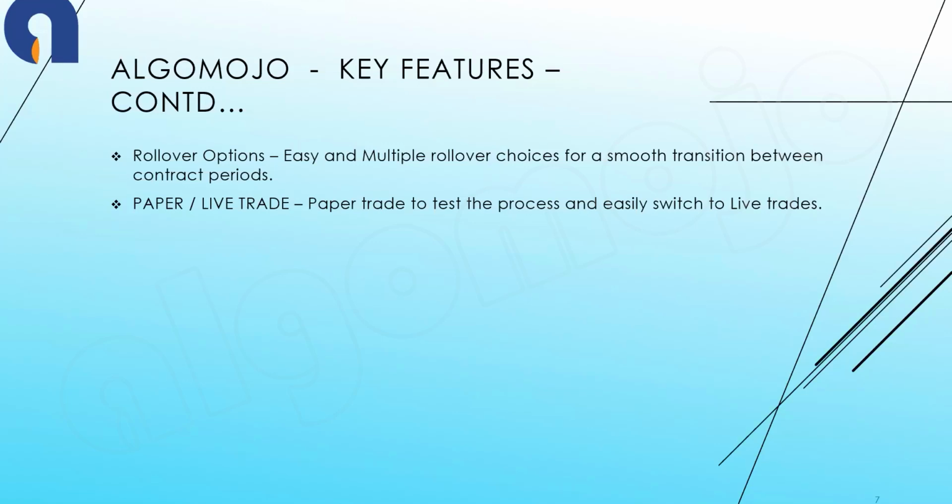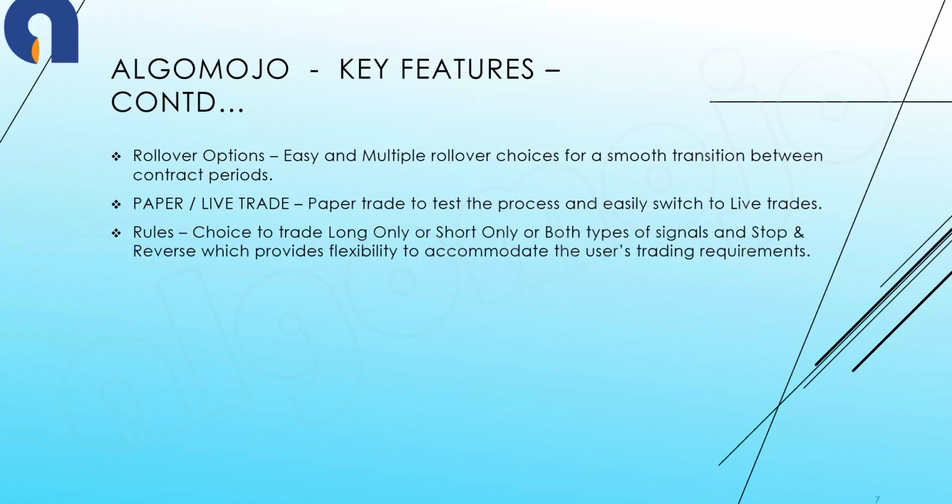Yeah, we'll take it as an input and check if we can build that. I'm not very sure if it can happen immediately, but yeah, it's a good point. If it's a requirement, we'll try and see how we can meet that requirement as we go along. Yeah, so test the process using the paper trade. Once you're convinced that the orders are going through as per your expectation in Algomojo, then you can shift over to live trades.